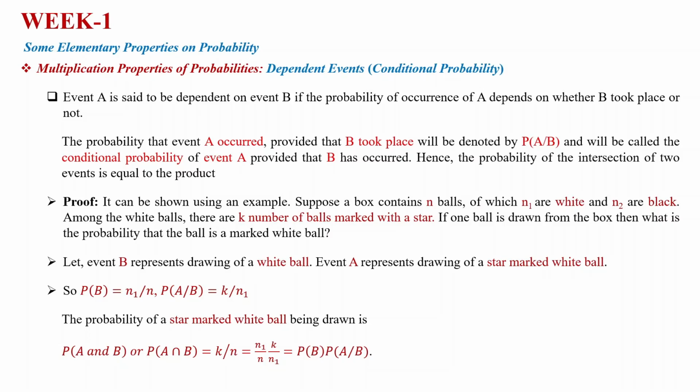So the probability of a star marked white ball being drawn should be the probability of event A intersection event B, the probability of a star marked ball intersection a white ball, and that is equal to k by n. k is the number of star marked balls and n is the total number of balls. Okay, then we can write it as n1 upon n multiplied by k upon n1, that is PB multiplied by P(A|B).